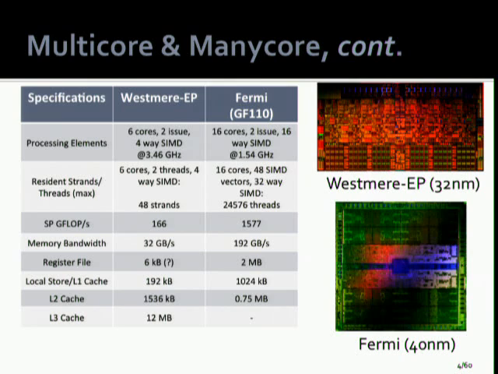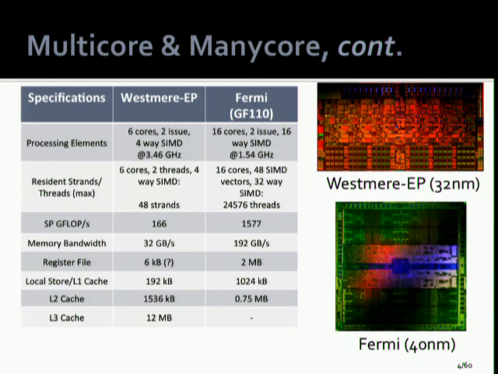All right. So let's see. What else should we say? The Fermi, and I'm looking at the GF110 incarnation, which just came out a few months ago, has 16 cores, each of which can also issue 2 SIMD instructions per cycle, and each of the cores has a 16-way SIMD unit, and it's running at 1.5 gigahertz.